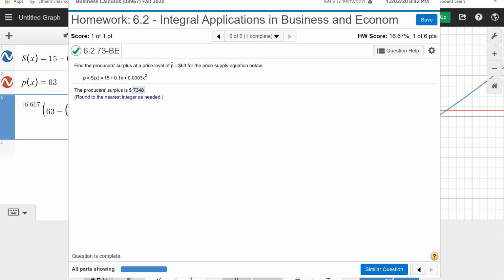So to recap, with all these problems, we start with a sketch. The sketch helps us set up an integral, and then we use technology to calculate the integral. And then you'll interpret it since it's a word problem. So make sure you're using proper units. And in this case, you just describe what the producer's surplus is.